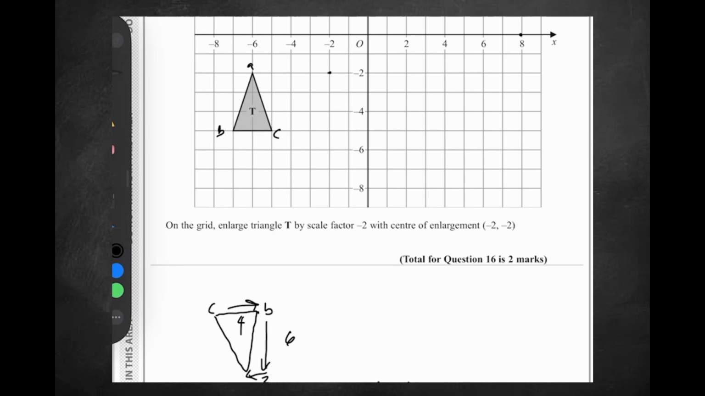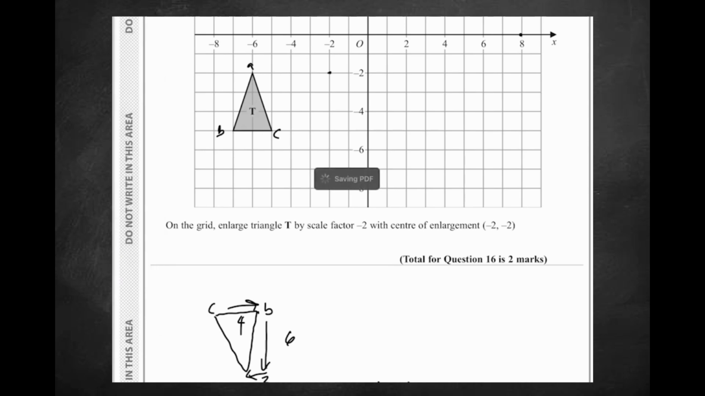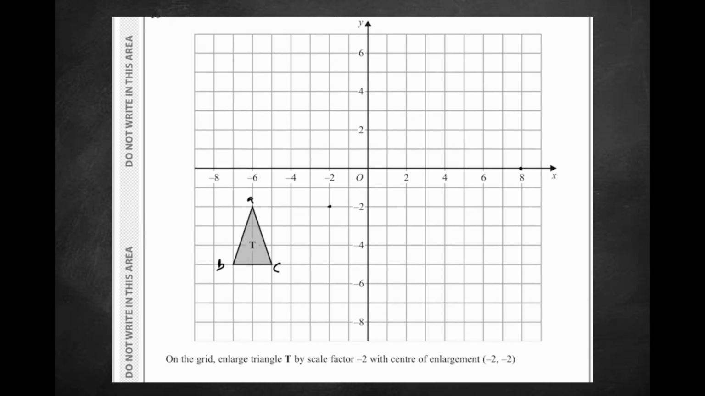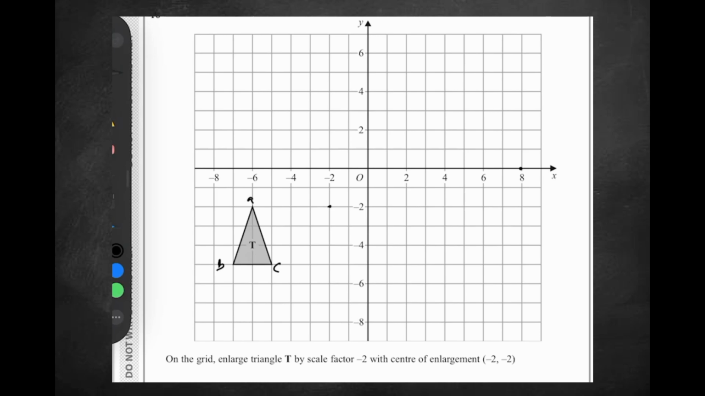Then in terms of positioning, we know the center of enlargement is -2, -2, which means we're going to need to calculate the distance. So A to -2, -2 is currently 1, 2, 3, 4 squares. So we're going to know that it is now going to be double that away. So that's going to be 1, 2, 3, 4, 5, 6, 7, 8. So this point here is going to become our new A. Let's call it A dash.